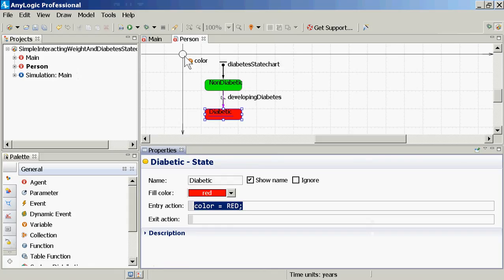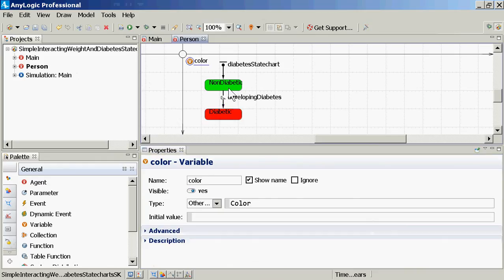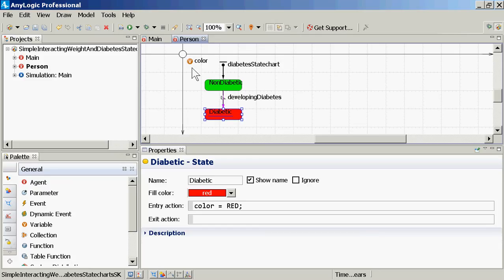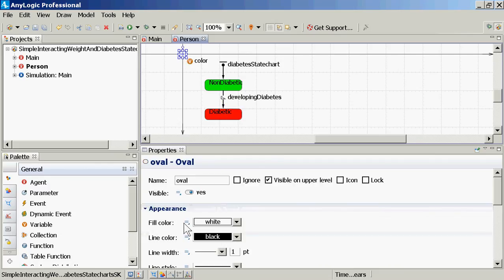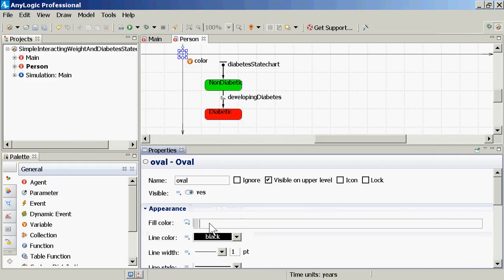Okay, the final thing we need to do, folks, is we've created a color. We've said when they're here, it should be green. When they're here, it should be red. What do we do to actually make it change the color of the oval? Go to the oval and set its fill color to be what? Could it be color? That's what we need to do. That's the magic step, to link the two together.